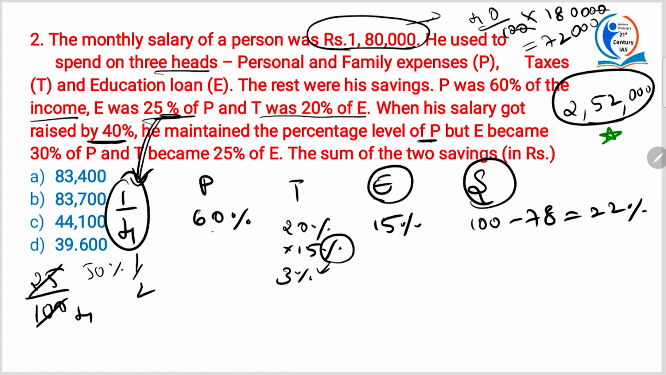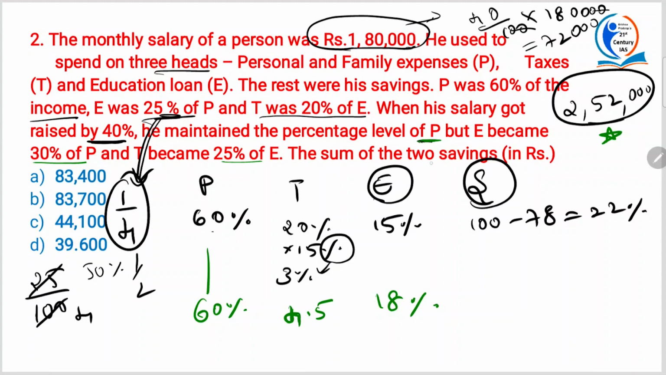Now, when his salary got raised, he maintained the percentage level of P. That means now this fellow is 60% only in the new salary. But E became 30% of P. Now, what is 30% of 60%? 3 6 are 18. So, 18%. And T became 25% of E. Now, what is 25% of E? That is 1/4 of E. What is 1/4 of E? 18% by 4, which is 4.5.